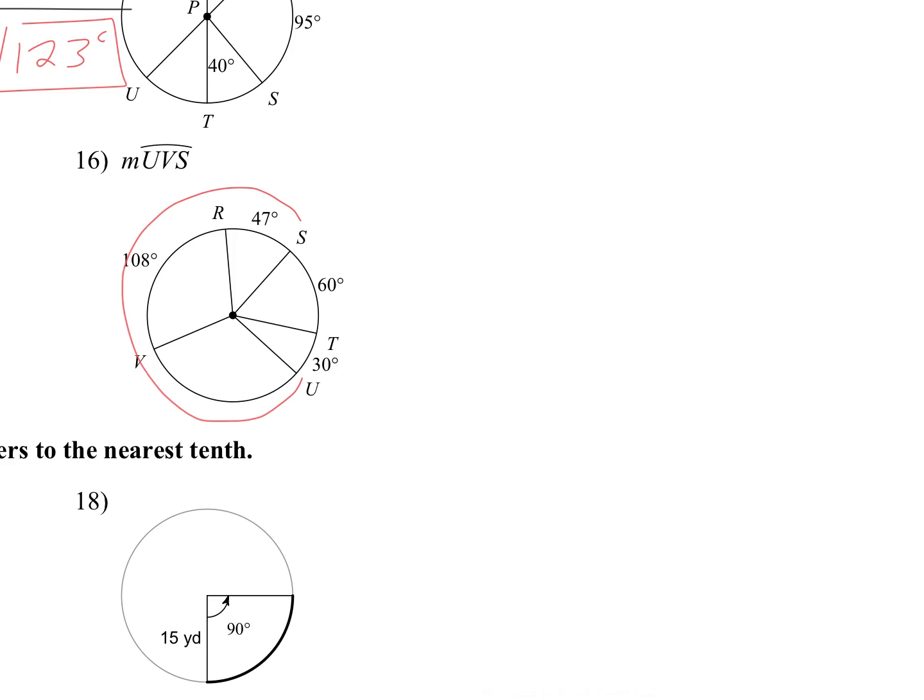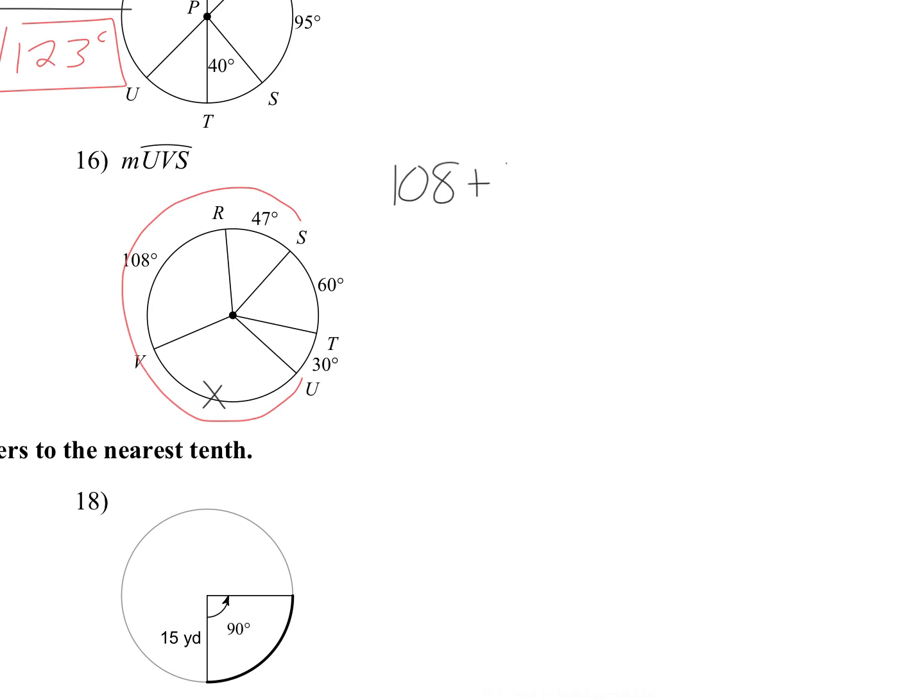Do we have everything we need to figure it out? No. What are we missing? We're missing this right here. Does it give us every other part of the circle, though? What do we know about the whole circle? 360. So how can we find that missing part? Add up all that you know.